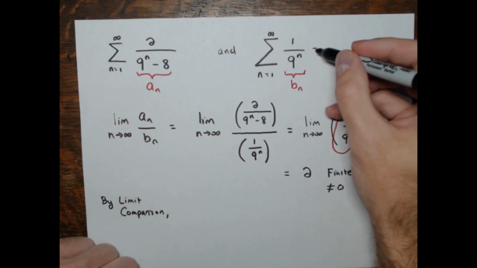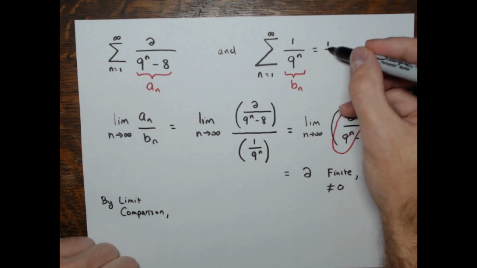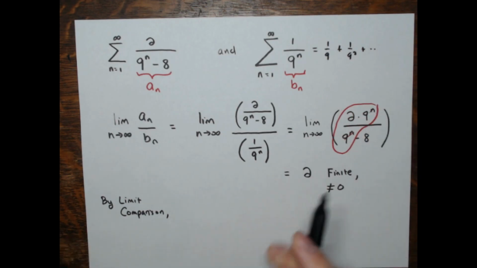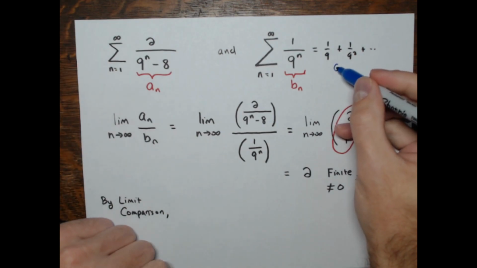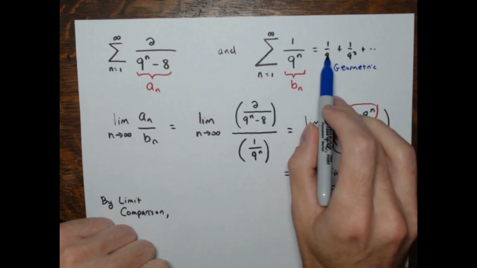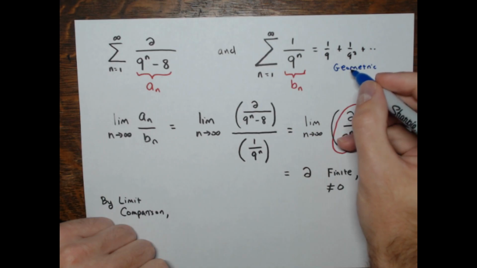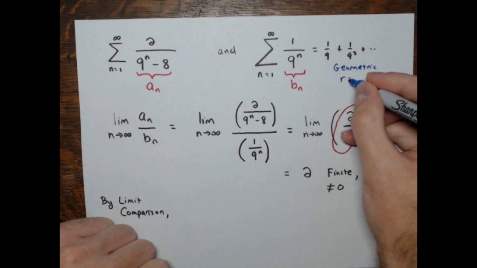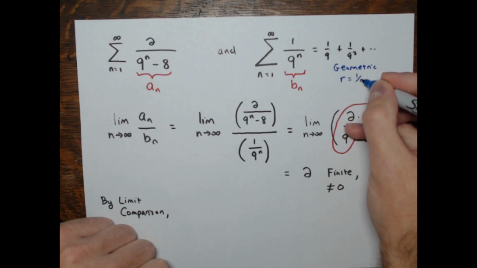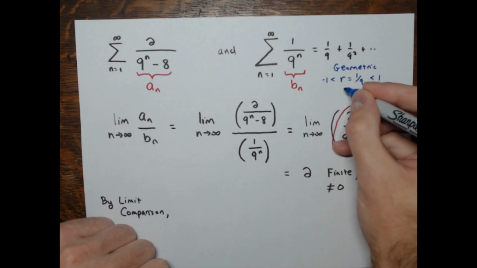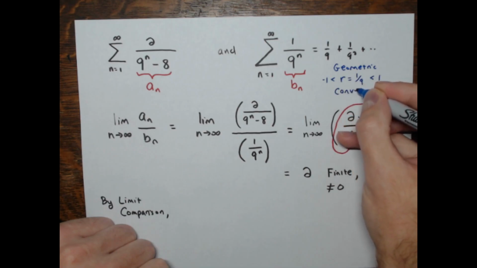Now look at this series of the b's here. It's 1 over 9 plus 1 over 9 squared plus dot dot dot. This is a geometric series. To get from one term to the next, you multiply by 1/9, right? You just increase the power on 9 here by 1. The common ratio is 1/9, which is between -1 and 1. So this series is convergent.